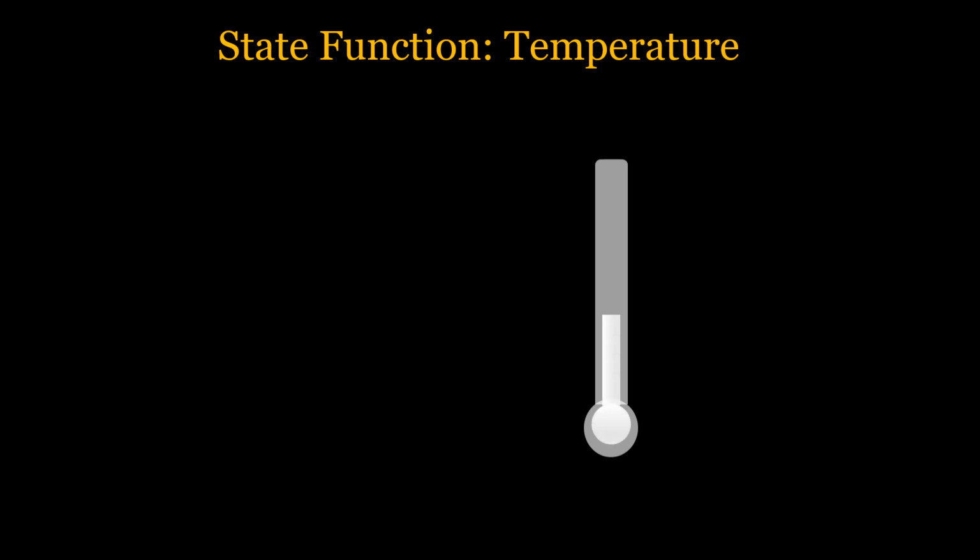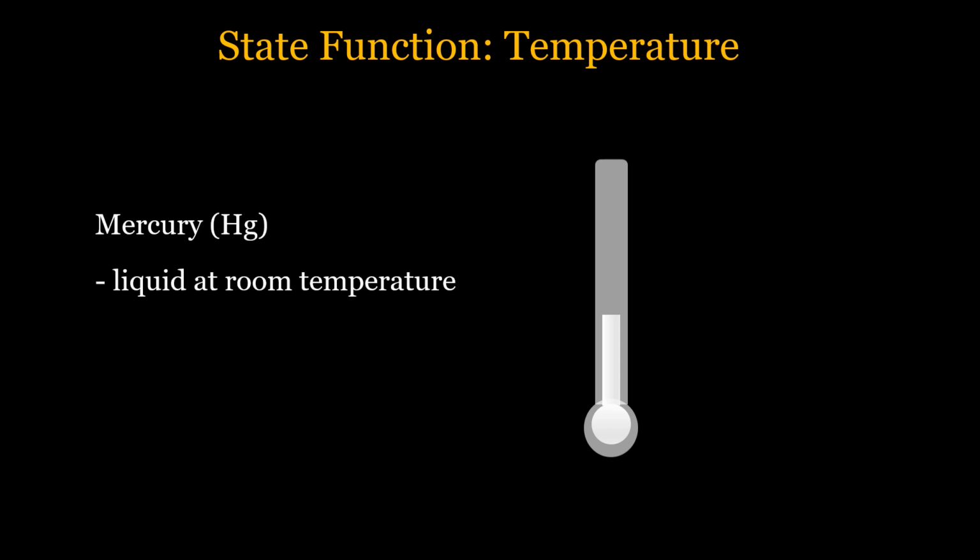Mercury, Hg, is liquid at room temperature and it expands when heated. This characteristic of mercury allows it to detect heat change. Because of that, mercury has been used in thermometers. The rise and descent of mercury in the column of thermometers determine the temperature.